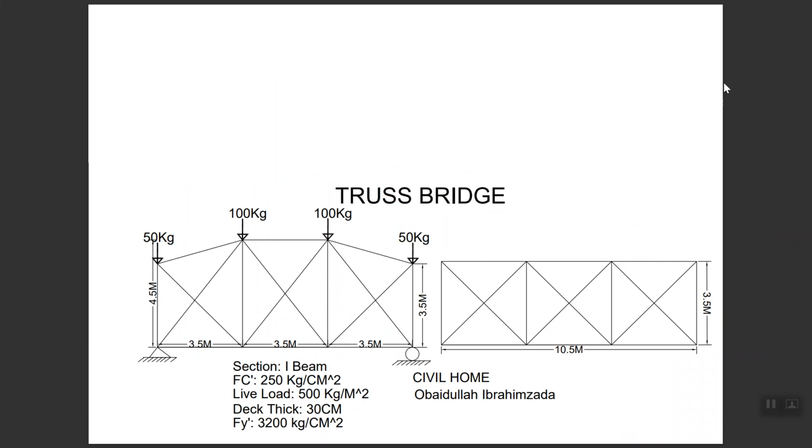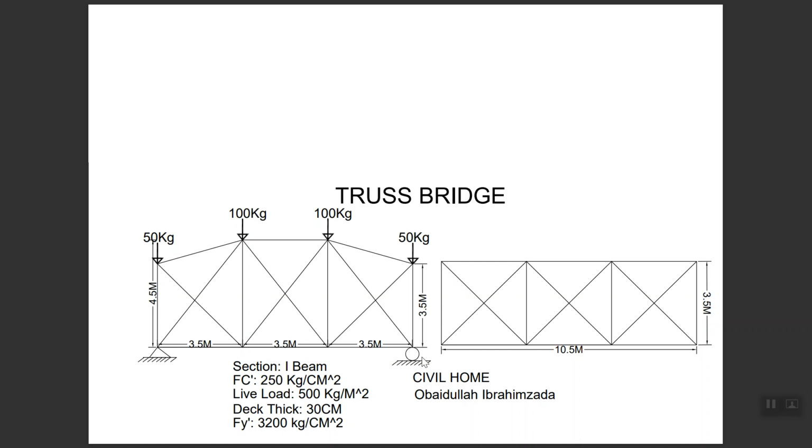In this episode, we are going to design and analyze the truss bridge. Here we have a truss bridge with a length of 10.5 meters. It is the front section and it is the bottom section. Here we have three equal panel lengths, and each panel length is 3.5 meters.